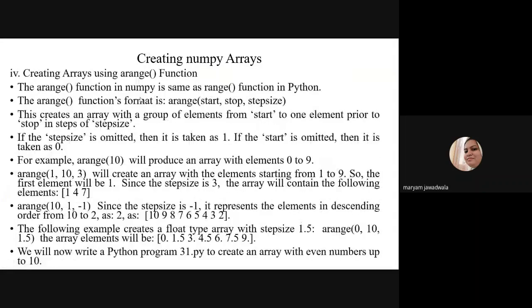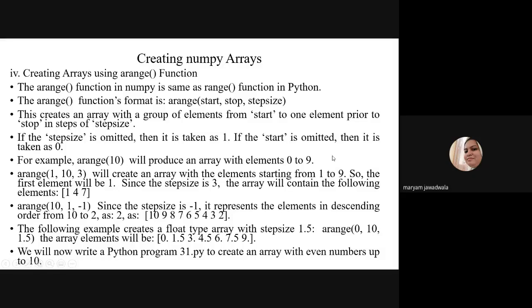So the fourth method is creating an array using the arange function. This is the fourth way of creating numpy arrays. The arange function in numpy is the same as the range function in Python. The arange function format is arange(start, stop, step size). This creates an array with a group of elements from start to one element prior to the stop, and the step size is given by the third argument. If the step size is omitted, if we don't write anything in the step size argument, then by default 1 is taken.